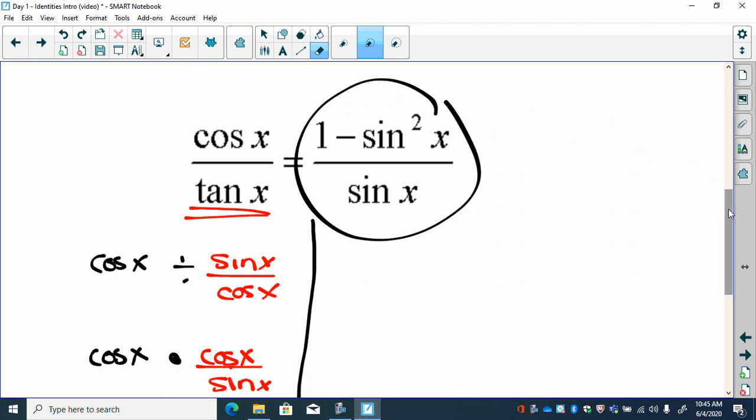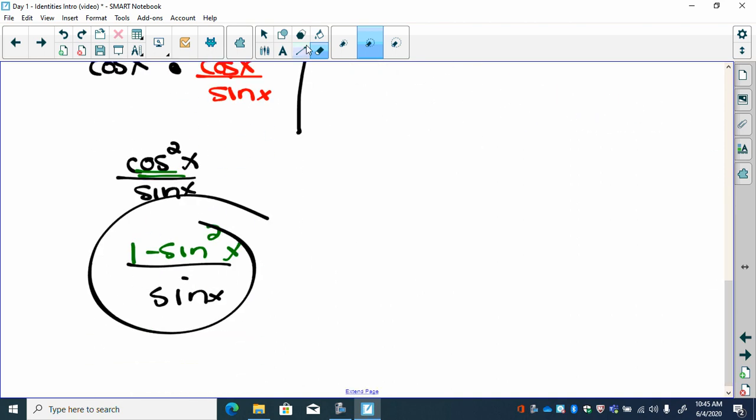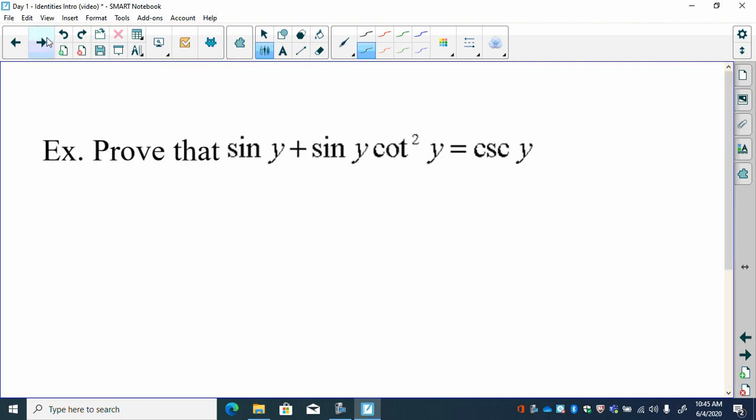Fair? Here's a common mistake. Some people see this and they want to take that and cross this off. You cannot do that because this minus sign, if it was a plus sign too, it wouldn't work. That minus or plus sign is preventing that. Okay? So do not do that. If it just said sine squared x over sine x, sure. But if it's the 1 minus, you cannot do that, or the 1 plus, you cannot do that.